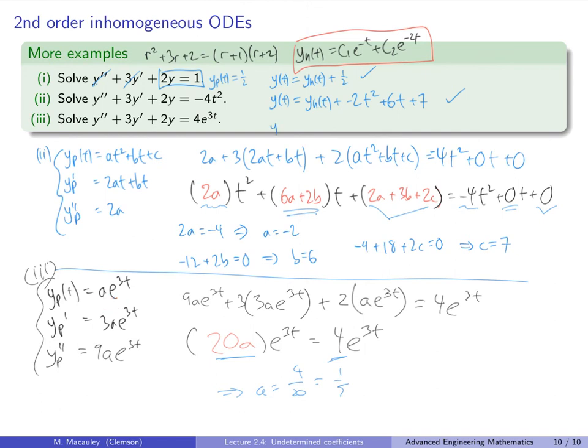So our general solution is the homogeneous solution, which again is above, circled in red, plus 1/5 e to the 3t.